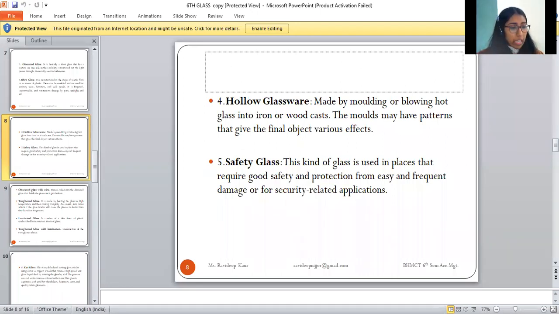Then we have safety glass. This kind of glass is used in places that require good safety and protection from easy and frequent damage, or for security related applications. You get the meaning from the word safety itself. This is a good safety glass, which doesn't get damaged easily, and it is a very good glass for security purposes.